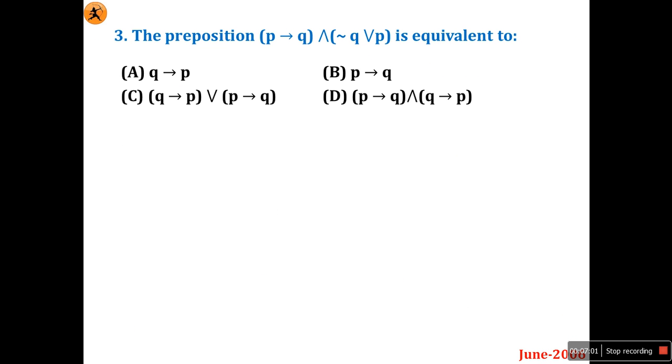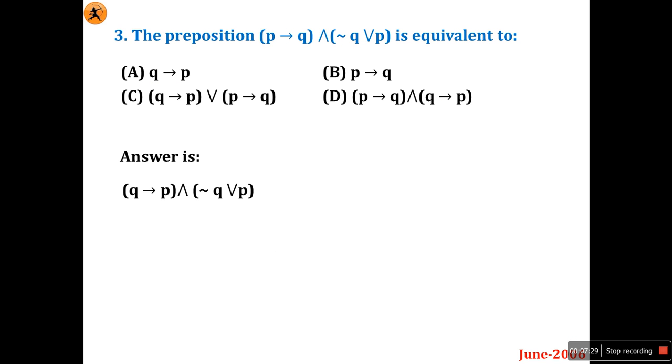Now the proposition P implies Q and negation of Q or P is equivalent to the given form. Then what is the logical equivalent? Q implies P, or P implies Q, or Q implies P, or P implies Q, or P implies Q and Q implies P. I hope you can get it easily, because it's a standard formula.